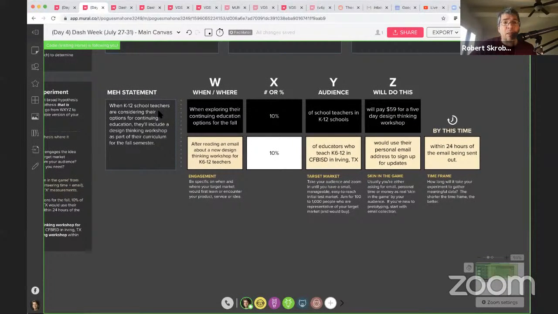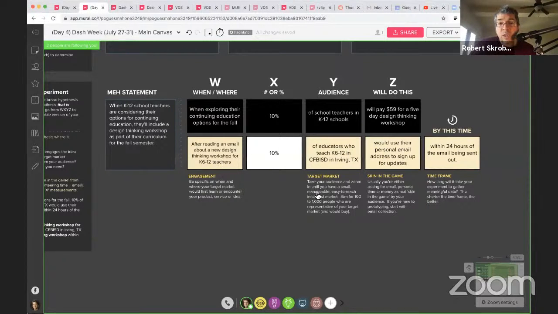In this statement that we originally did, when K-12 school teachers are considering their options for continuing education, they'll do a design thinking workshop. For reference, I would probably create this in advance before the session starts, so that I would take from those boxes and create the mess statement for people if they wanted that reference. Then it would take the original XYZ that we have and evaluate whether we should zoom in on the audience and be very specific about something that's in our locale or within our situation.